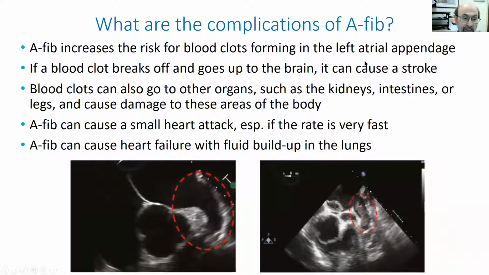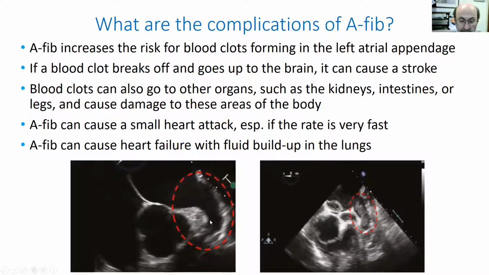What are the complications of atrial fibrillation? Well, the most important, as I mentioned earlier, is that atrial fibrillation increases the risk for blood clots forming in the left atrium, and particularly in a region of the left atrium known as the left atrial appendage. So this is an example on the left here of a close-up view, left atrium here, and the left atrium has this little outpouching, which is known as the left atrial appendage.